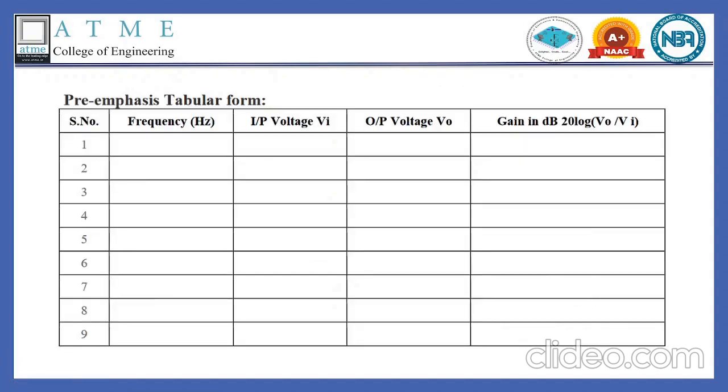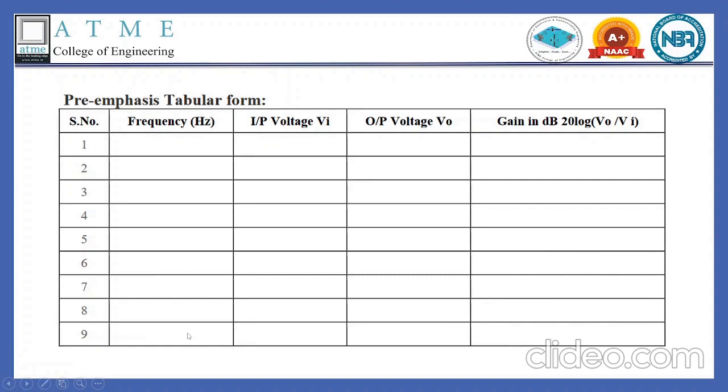This is a tabular column. We are going to tabulate the values so that we can plot the frequency response. For pre-emphasis and de-emphasis, we have the same tabular column. We have different readings to be taken so that we get the graph in a better way.